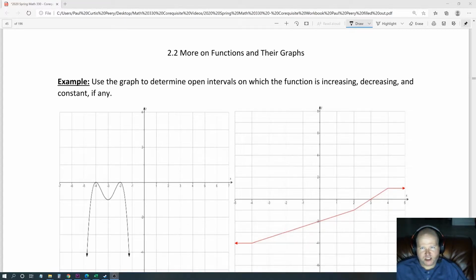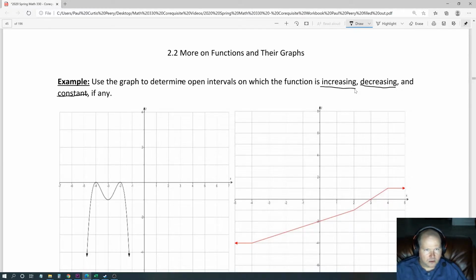2.2, more on functions and their graphs. Use the graph to determine open intervals on which the function is increasing, decreasing, and constant, if any. All right, cool. Let's try it.